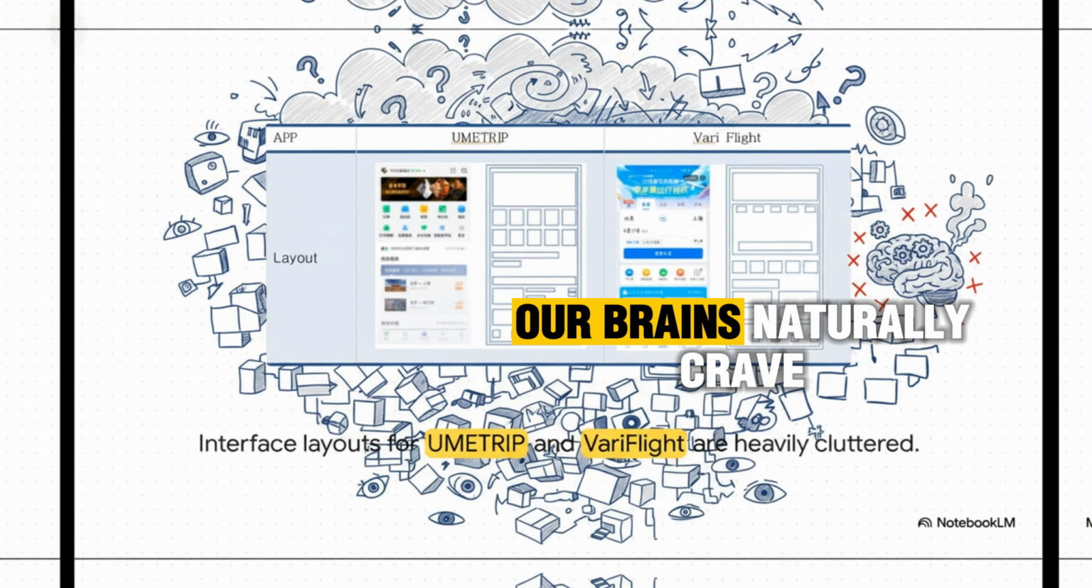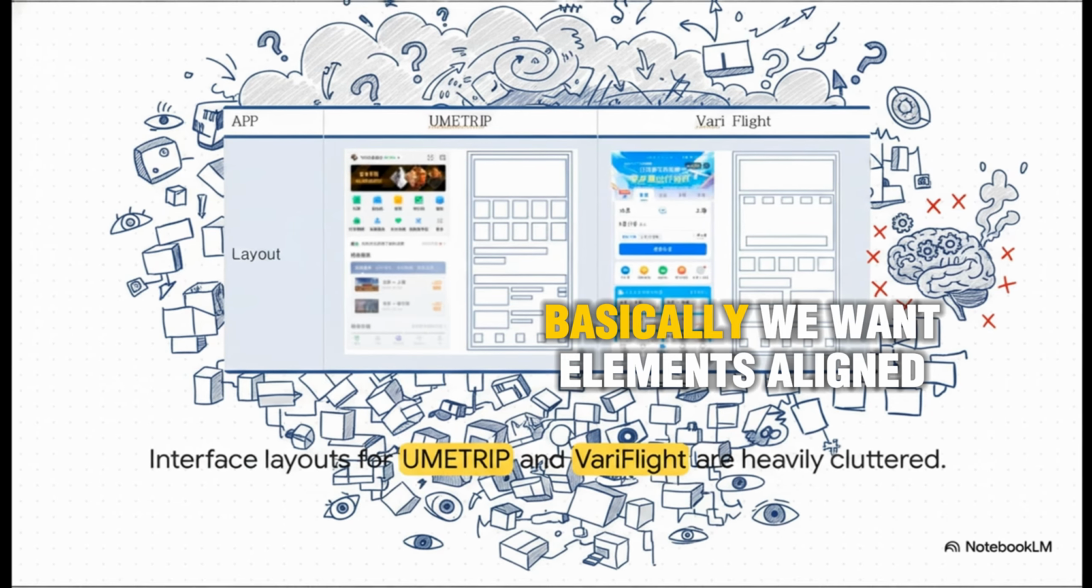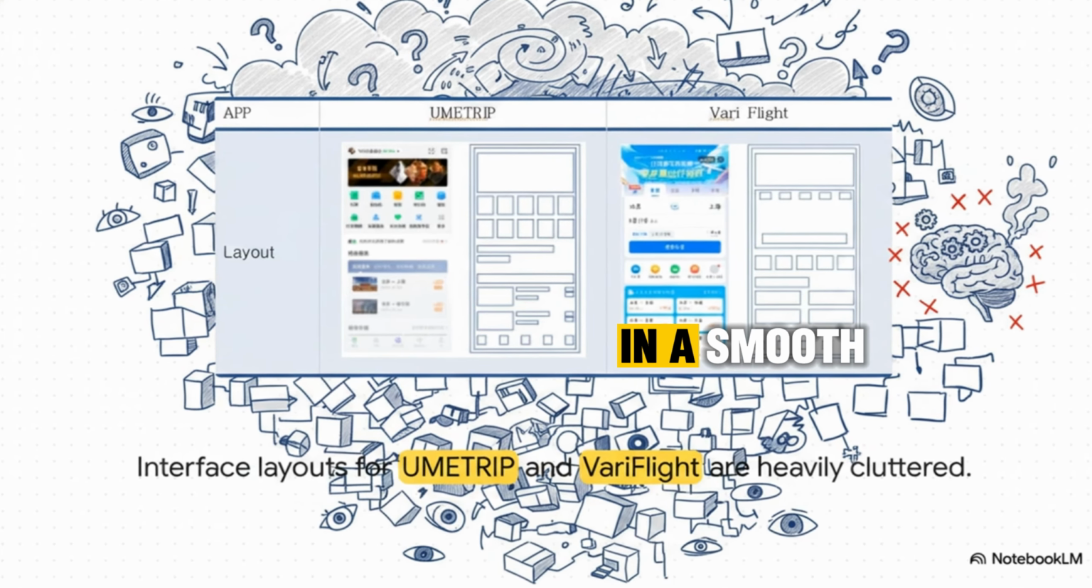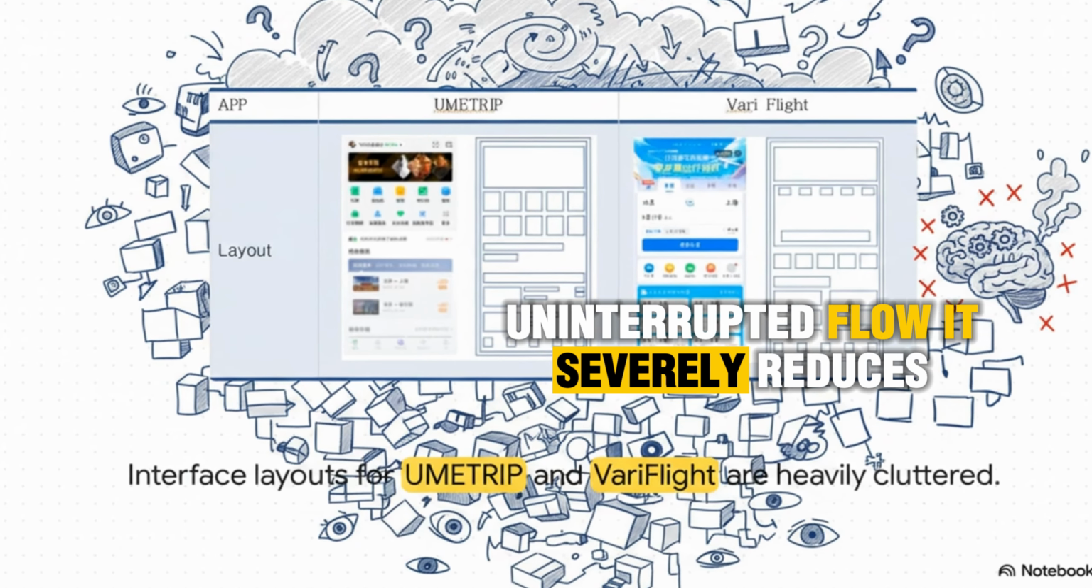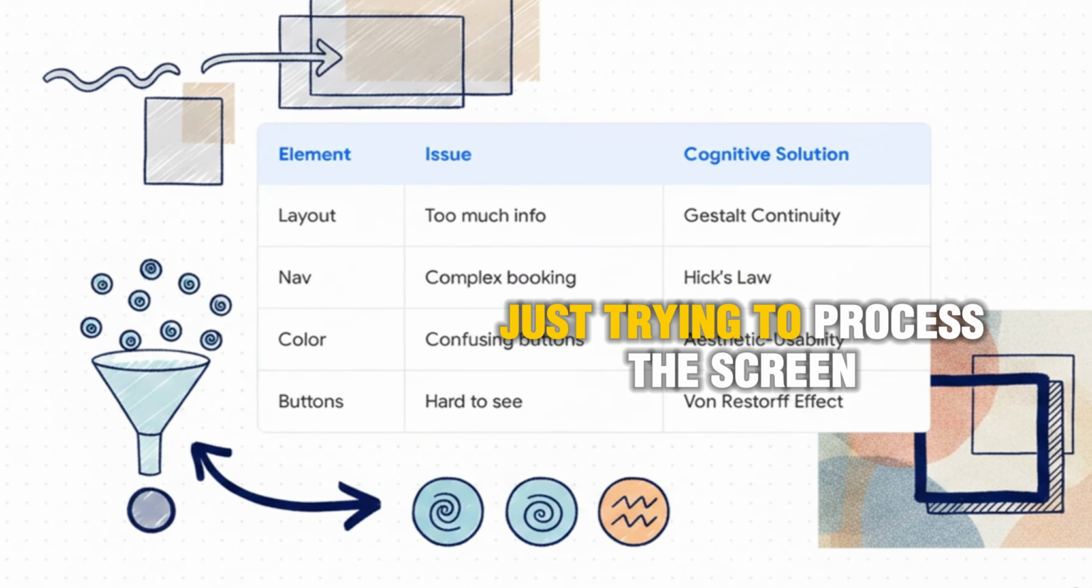Our brains naturally crave what psychologists call the Gestalt principle of continuity. Basically, we want elements aligned in a smooth, uninterrupted flow. It severely reduces cognitive fatigue and saves us from getting a massive headache just trying to process the screen.